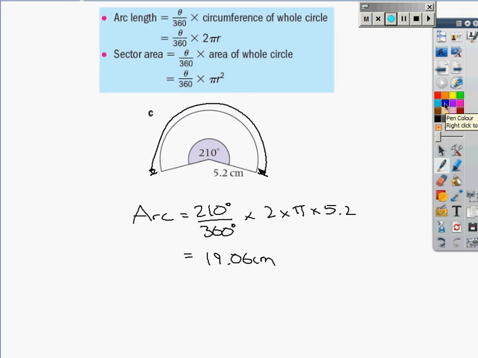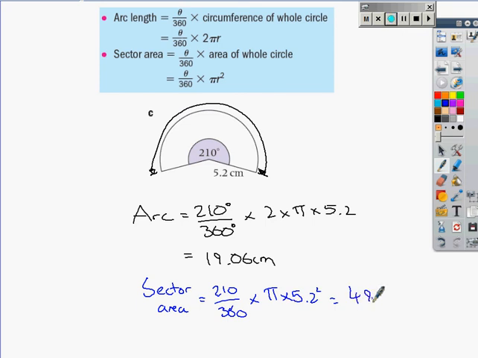Now if we want to work out the area of this sector, then we apply the second formula, which tells me it's theta divided by 360, so it's still 210 divided by 360, times this time the area of a circle, which is pi times 5.2 squared. And now we put all that into our calculator, we should get 49.55 centimetres squared to 2 decimal places. Okay, so try and remember those formulae, at least try and remember how you get them, and then you should be absolutely fine.